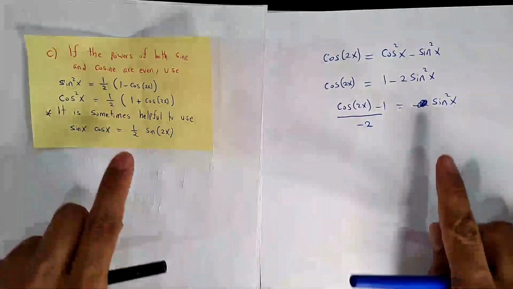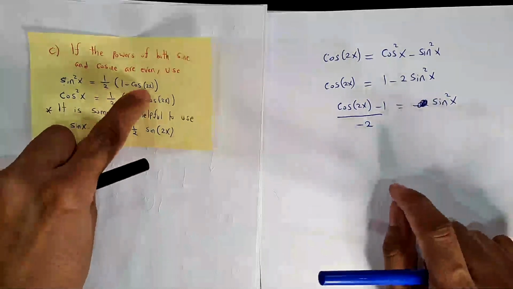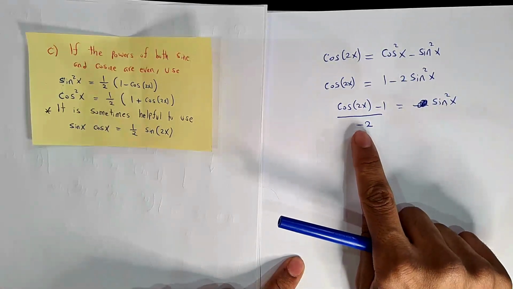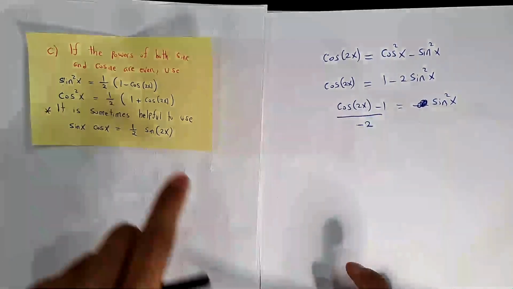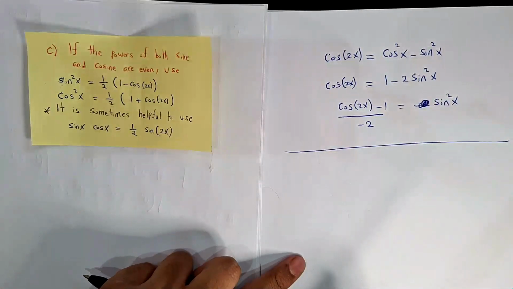Now look here. It is the same formula. Sine square x equals 1 over 2 times (1 minus cosine 2x). Maybe you can see it easily if you put this minus upstairs here. So you will get the same formula. Alright, for this one. Now what about the other one?